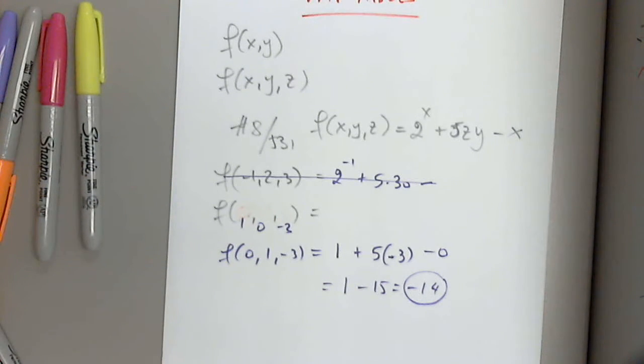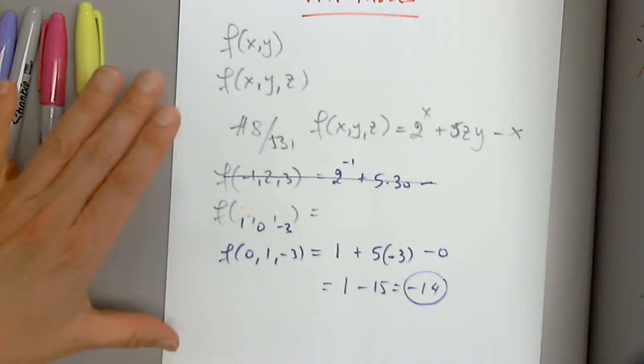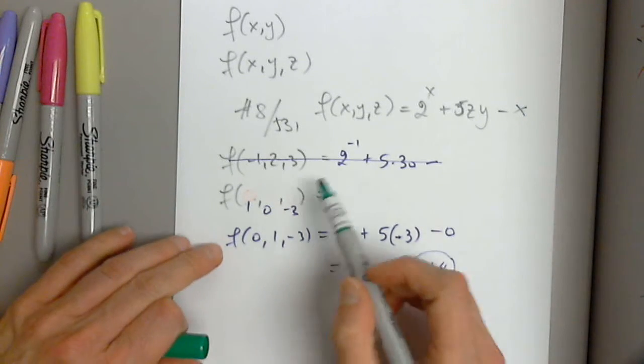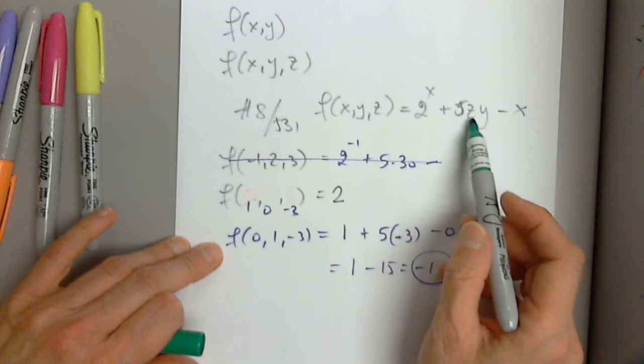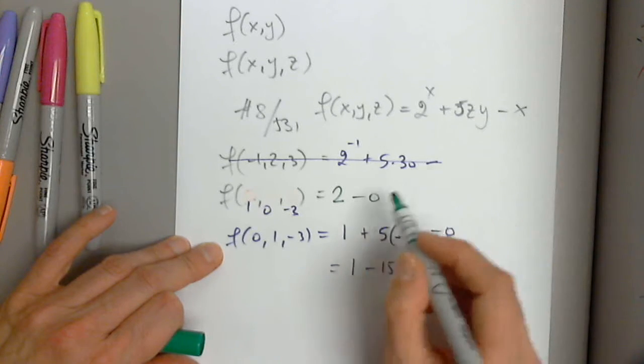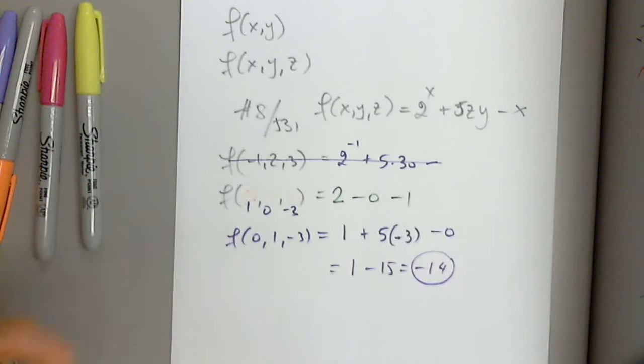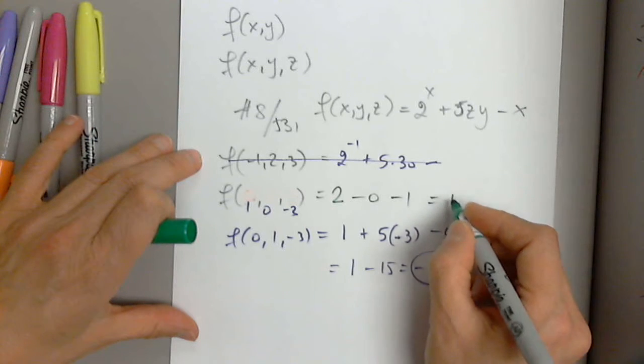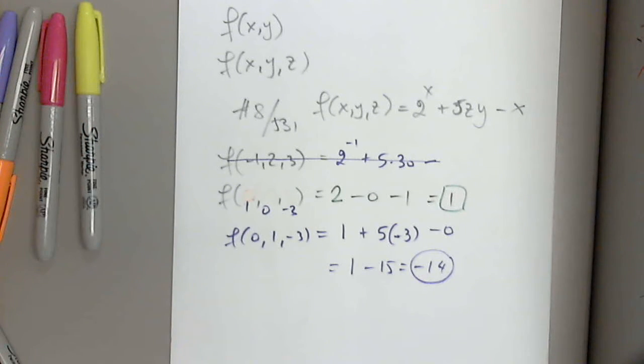So this is a function of 3 variables. And we evaluated it at 0 for x, 1 for y, -3 for z. Nothing so far, correct? Let's determine the other one as well. 2 raised to 1, and this is 0, and then -1. So the answer is 1. So obviously no questions in evaluating these functions.